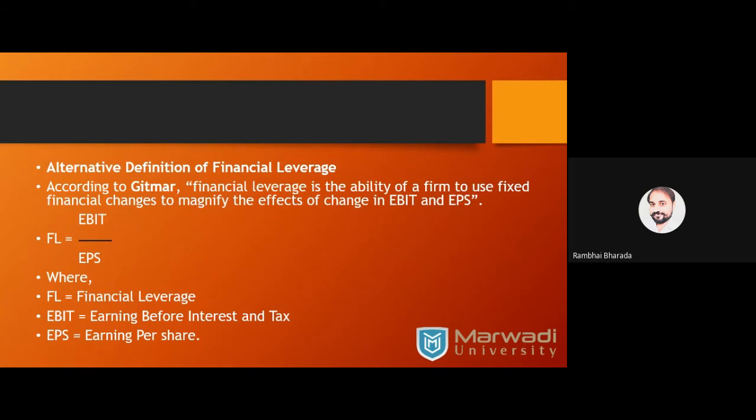Alternative formula for financial leverage. Second formula: FL is equal to EBIT upon EPS. In some practical questions, earning is given to you. In some practical questions, earning is not given to you. When the earning is not given to you, you need to use EPS. EPS means earning per share. Net profit and number of shares both will be given to you. Are we clear about the second formula?